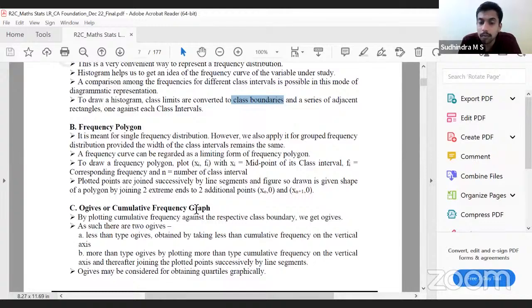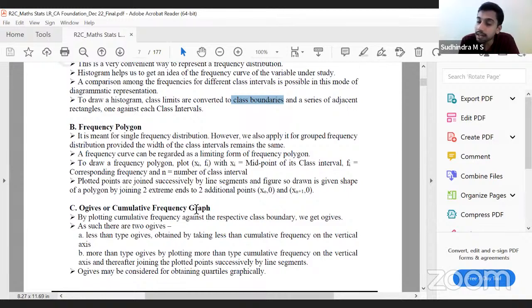Less than type ogive, more than type ogives. Once we have the ogives marked, it is similar to a line diagram. However, once we have plotted the cumulative frequencies in the graph, we use a freehand curve to connect them, not straight lines. Right? We use freehand curves. Now, using ogives, we can calculate quartiles.